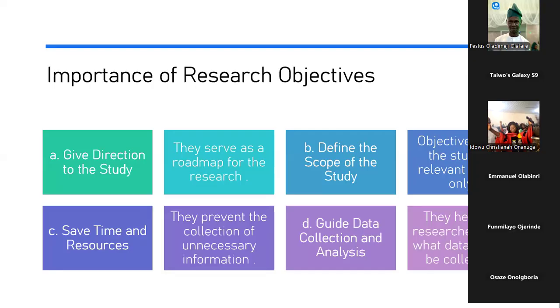If you identify one problem, for instance, there are so many factors that can lead to that problem. So in just one research, you cannot examine all those factors. You have to pick some of them. And that is why we said research objectives give scope to a study.